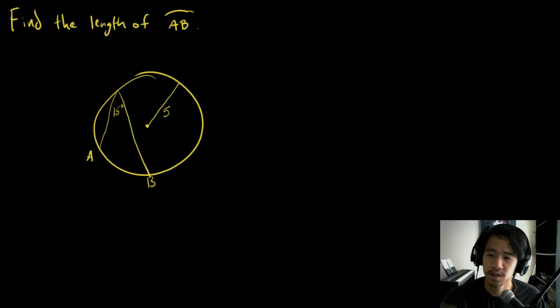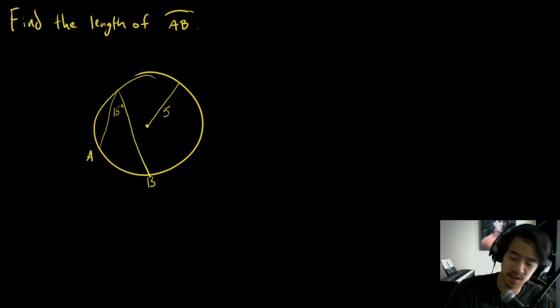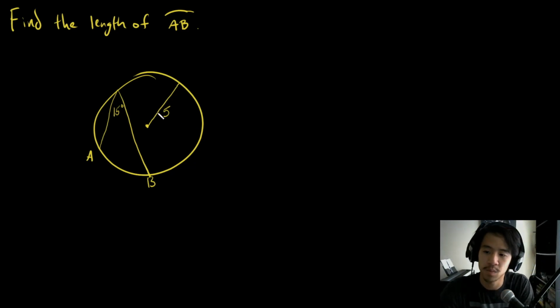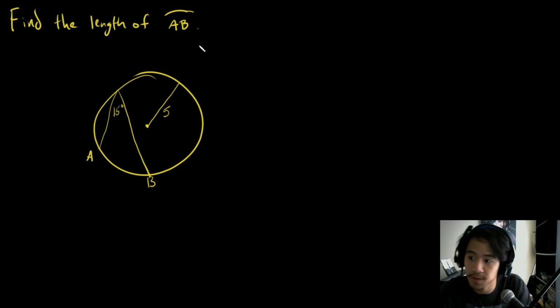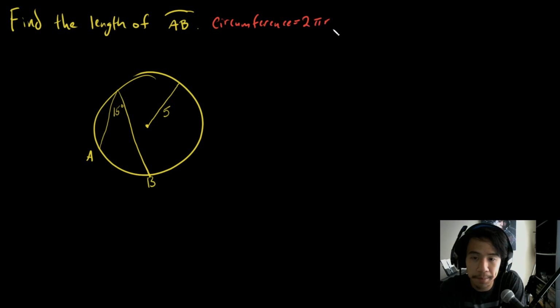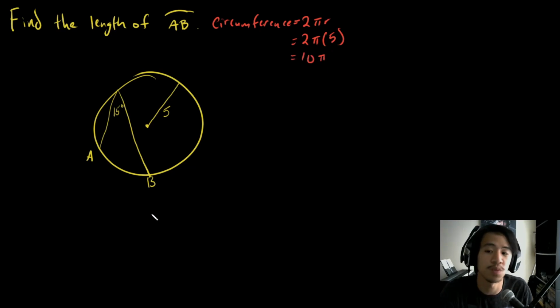All right, so here's the last example we're going to go with. This is probably the most complicated example that we're going to have. We are given the radius, and we're also given an inscribed angle. So let's work with this one step at a time. Let's find the circumference. We know how to do that already. The circumference is equal to 2 pi r. We know that r is 5. So this is going to be equal to 2 pi times 5, which is equal to 10 pi. So now we know what the circumference is.